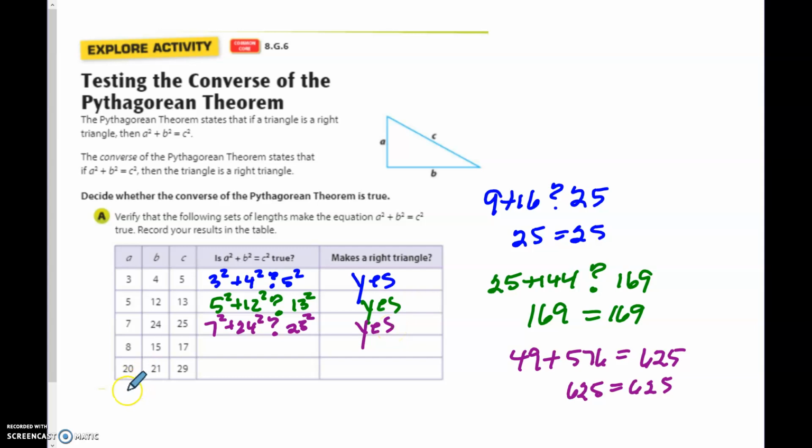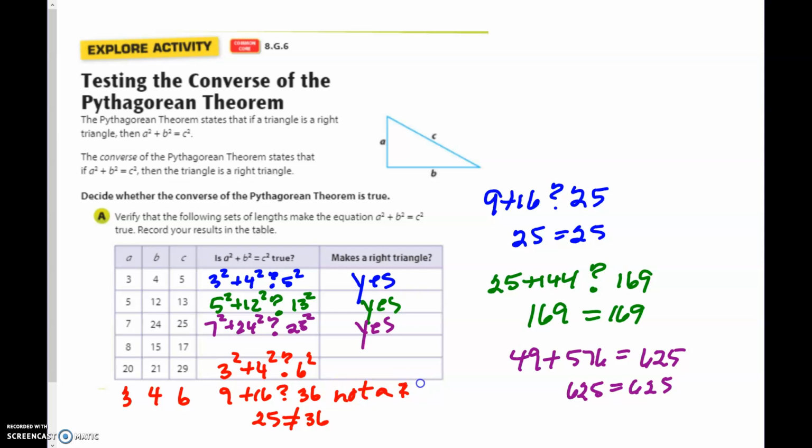Okay, so let's try something like 3, 4, and 6. Okay, so does 3 squared plus 4 squared, does that equal 6 squared? So we have 9 plus 16, and we want to know, does that equal 36? Well, 9 plus 16 is 25. It does not equal 36, so this is not a right triangle. In order for it to be a right triangle, this statement would have to be true.